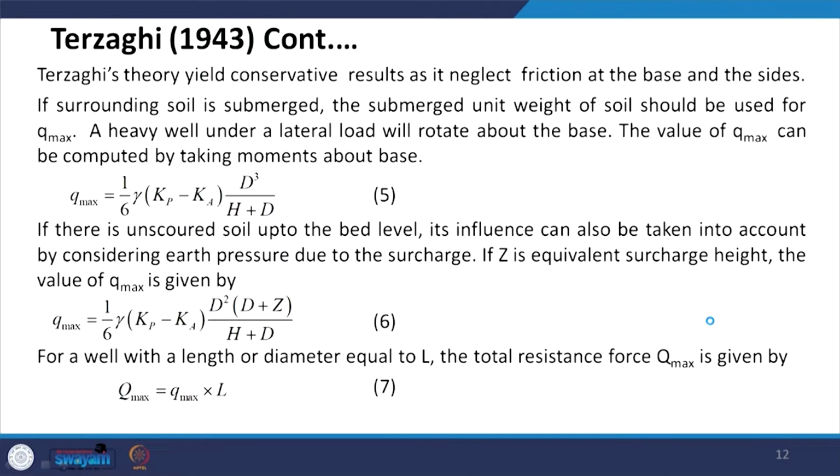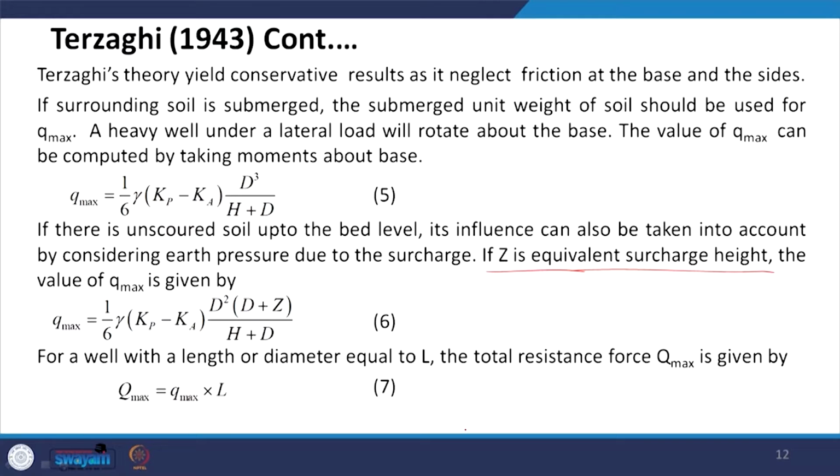There may be a situation where there is scoured soil depth up to the bed level, and its influence can also be taken into account by considering earth pressure due to surcharge. If Z is the equivalent surcharge height due to the scoured soil depth, then this Z should be added in equation 5 to get the value of q max. So equation 5 is modified if you have additional surcharge, where d square into d plus z is divided by h plus d. So instead of d multiplication, it will be d plus z. So this was the case.